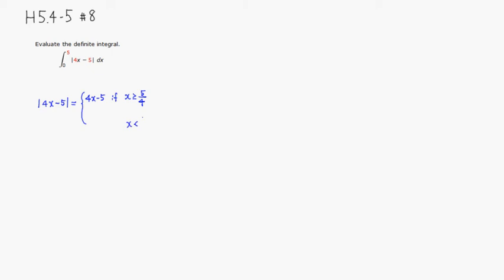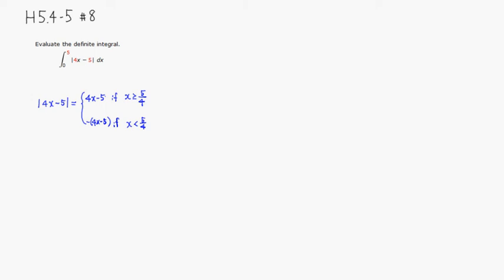But if x is smaller than 5 quarters, then 4x minus 5 is going to be negative. So what the absolute value sign does is negate the negative quantity to make it positive. So this is going to be negative (4x minus 5).